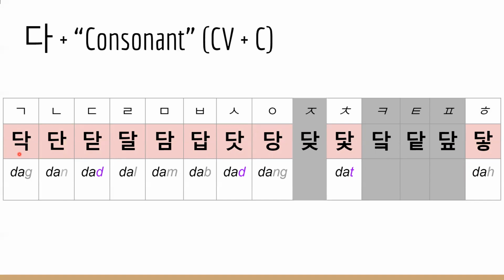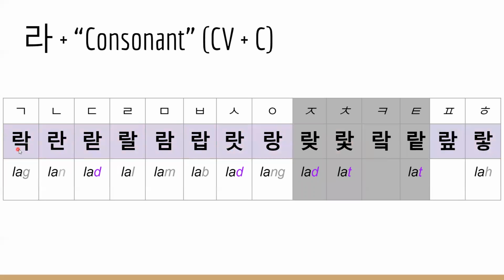The letters are 탁, 탄, 탓, 탈, 탐, 탑, 탓, 탕, and ta, 타. Once again, these gray words are rarely used. We're also going to learn the la plus consonant letters today. They are la, 라, lan, 란, lat, 랏, lar, 랄, lam, 람, lap, 랍, lat, 랏, lang, 랑, and la, 라.